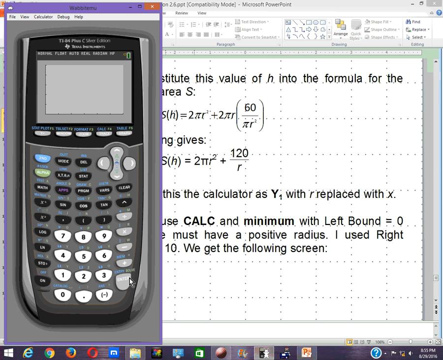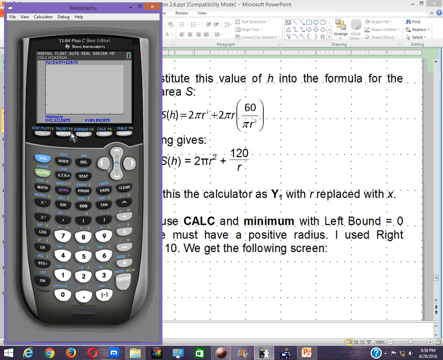So choice 3. Now, y1 is 2 pi r squared plus 120 over r. Left bound, I'm picking 0. Right bound, I said I was going to use 10. It's probably way bigger than I need. Enter. Notice I don't see the graph at all, so it will be interesting to see whether it finds the minimum value. Then a guess of 10. Notice it found it even though I don't see a graph here.